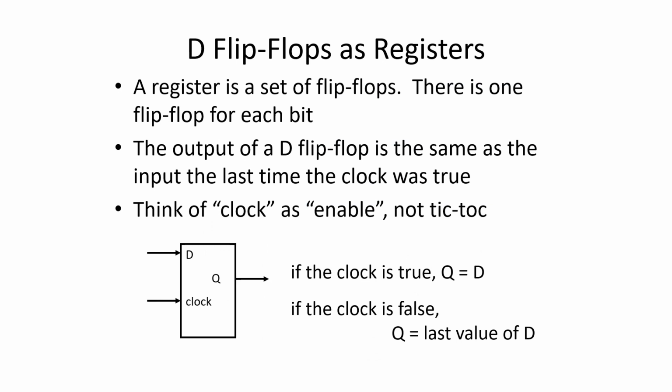We can often draw flip-flops as a box instead of drawing them as a collection of AND and OR gates. And we have a D input, a Q output, and a clock. Don't think of the clock as a time tick-tock kind of clock. Think of it as enable. When the clock is on, then the D input goes to the output. When the clock is off, it ignores the D input, and the output is the value that the D had when it last turned the clock off.